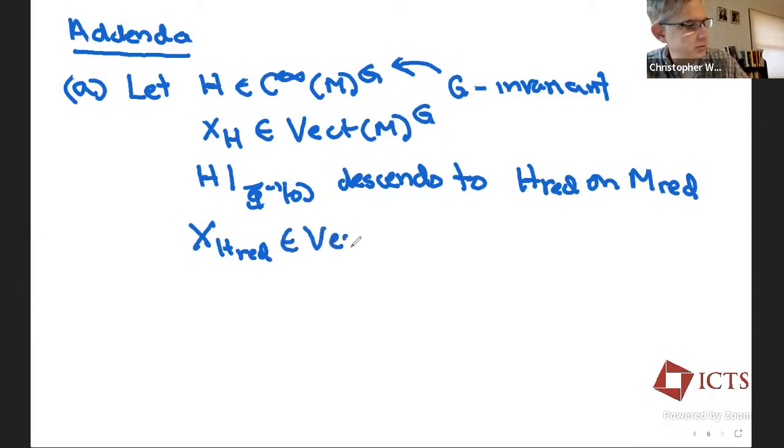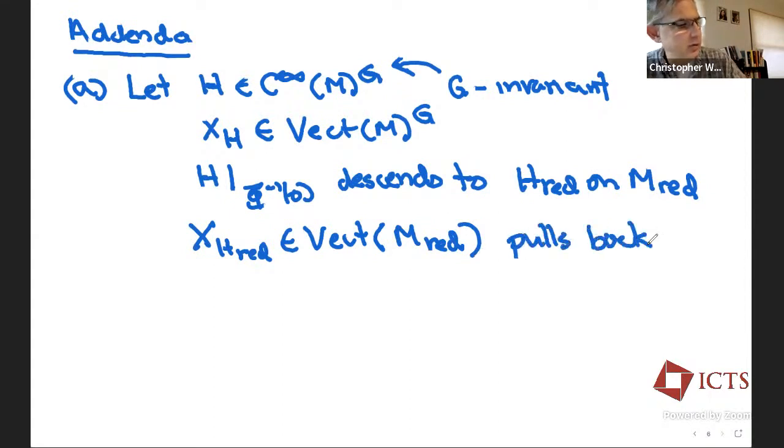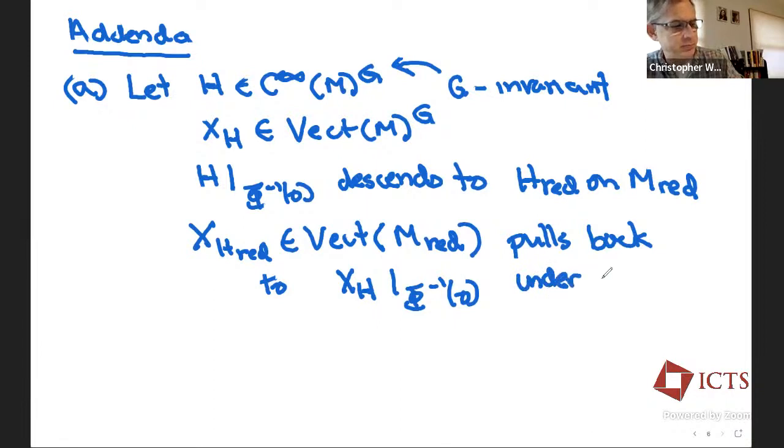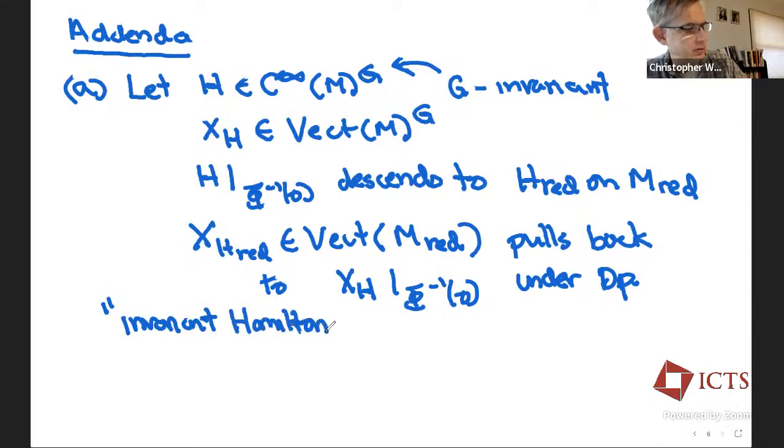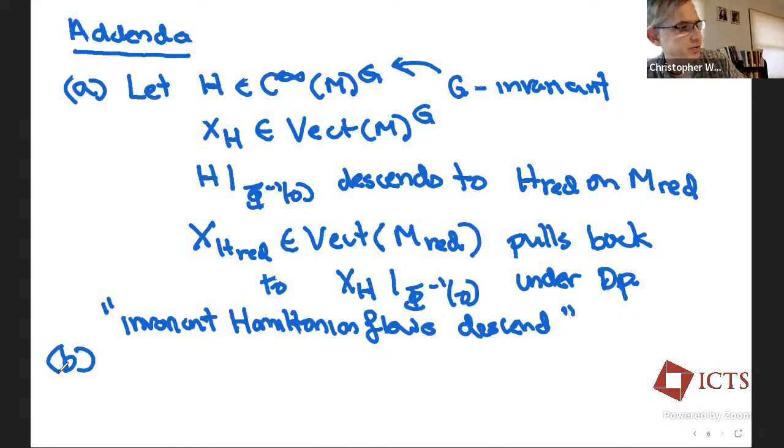And so I can look at its Hamiltonian vector field on the reduced space, and this will pull back to the restriction of XH on the inverse of 0 under this map dP. So another way to say that is that invariant Hamiltonian flows are going to descend to the quotient. And there's a second addendum, which is that a similar thing happens for almost complex structures.